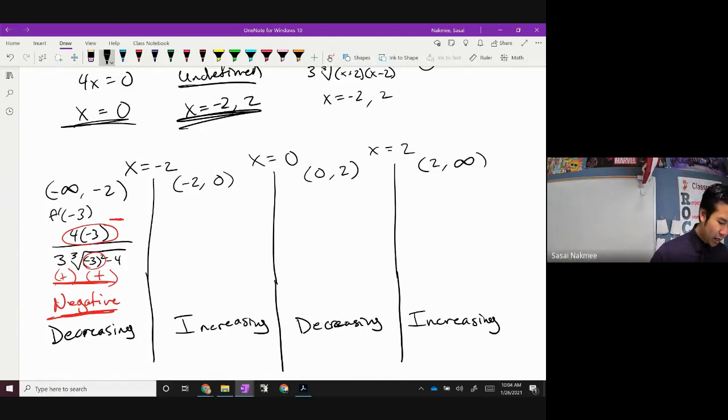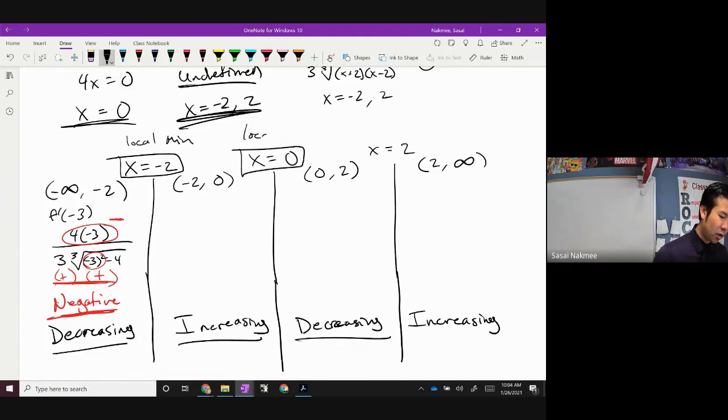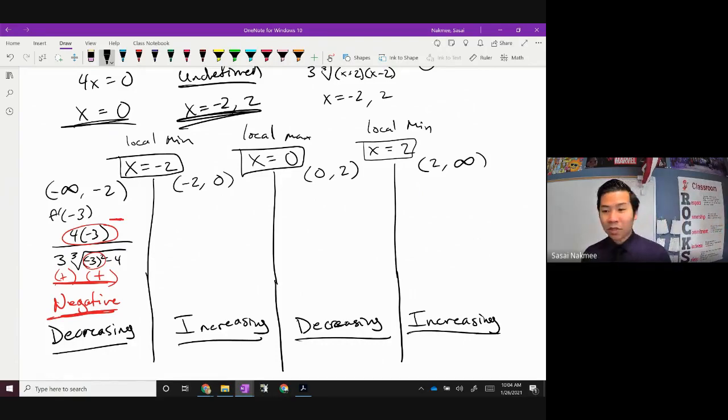And then knowing that it's decreasing, then increasing, that tells me that this right here should be a local minimum, right? And then increasing to decreasing, this tells me that this right here is a local maximum. And decreasing to increasing, this one tells me that this one right here is a local minimum. Okay? And those are your extremas for this problem. That's it. Those are the 3 extremas that you'll have on your problem there.